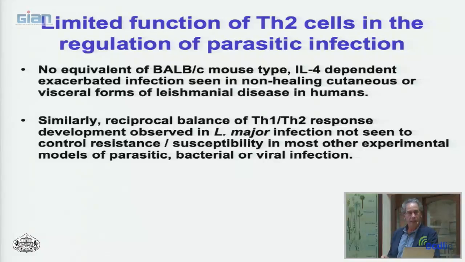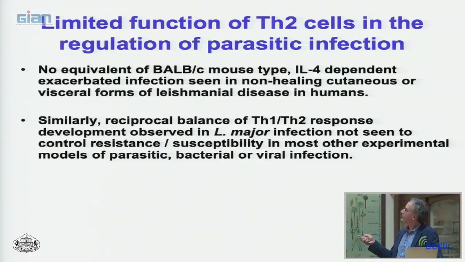in mediating protection against some infections and preventing proper resistance against intracellular pathogens like Leishmania. But over the years, it became apparent that TH2 cells probably play little role as regulatory cells in parasitic infections. So these TH2 cells that develop in Balb/c mice that produce high levels of IL-4, they weren't found in non-healing cutaneous or visceral forms of Leishmanial diseases in humans.